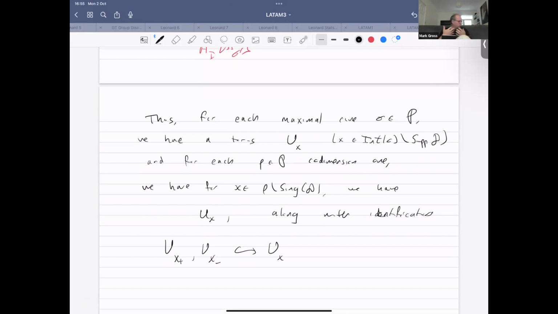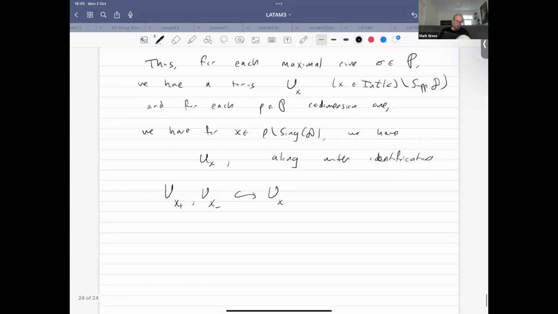So the picture now is that we have lots and lots of schemes, and we have various identifications between them. ux and ux prime can be identified for x inside a maximal cell, and we have these ux's for x in codimension 1 cells, and we have open subsets there. So we can start to do lots of gluing. So glue all these open sets, all these ux's together.